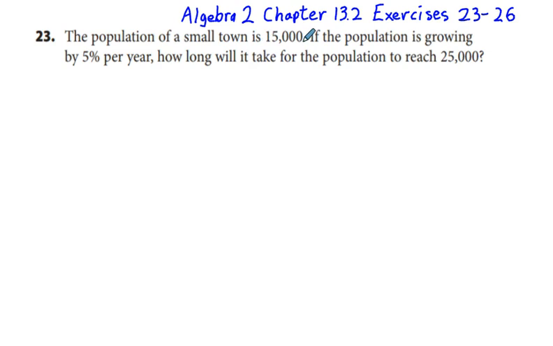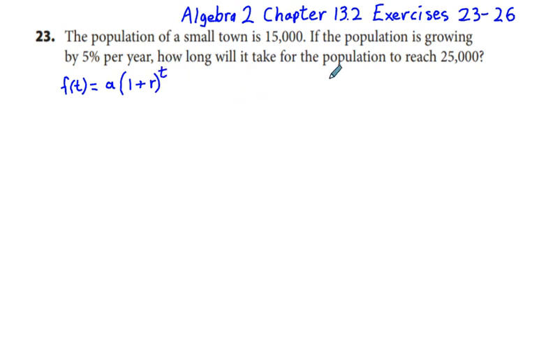The population of a small town is 15,000. The population is growing by 5% per year. How long will it take for the population to reach 25,000? The basic form for this is you're going to have a function in terms of time, which we'll call f of t, and that's going to be equal to our starting amount times 1 plus r to the power of t.